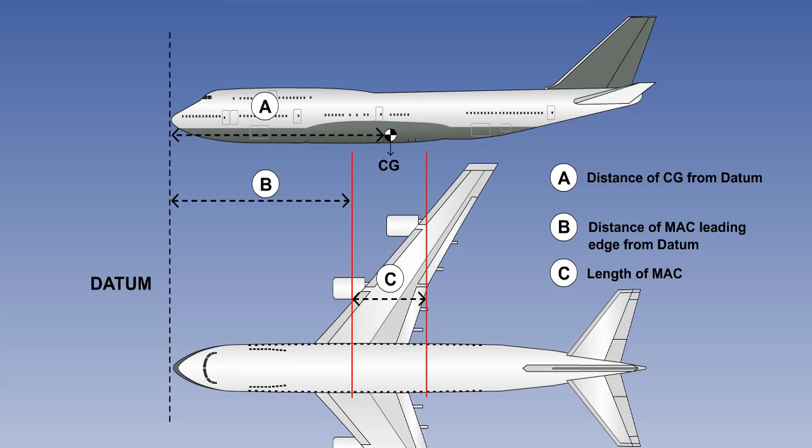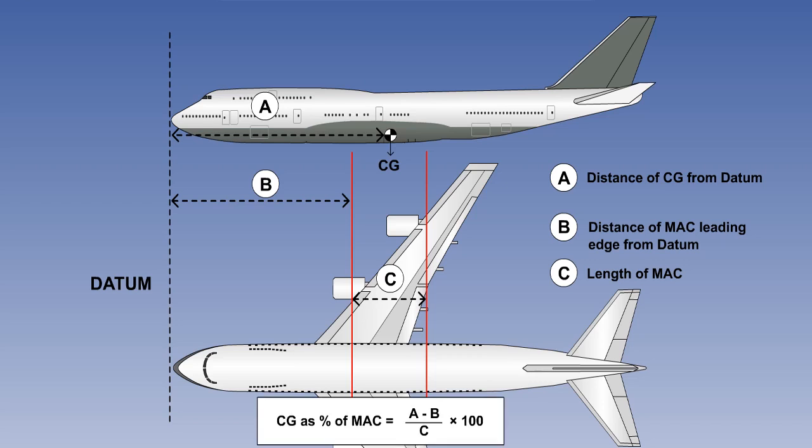We now have the three parts, A, B and C, which make up the formula used to calculate centre of gravity in terms of percentage mean aerodynamic chord. The formula used to calculate percentage mean aerodynamic chord is A minus B divided by C multiplied by 100.